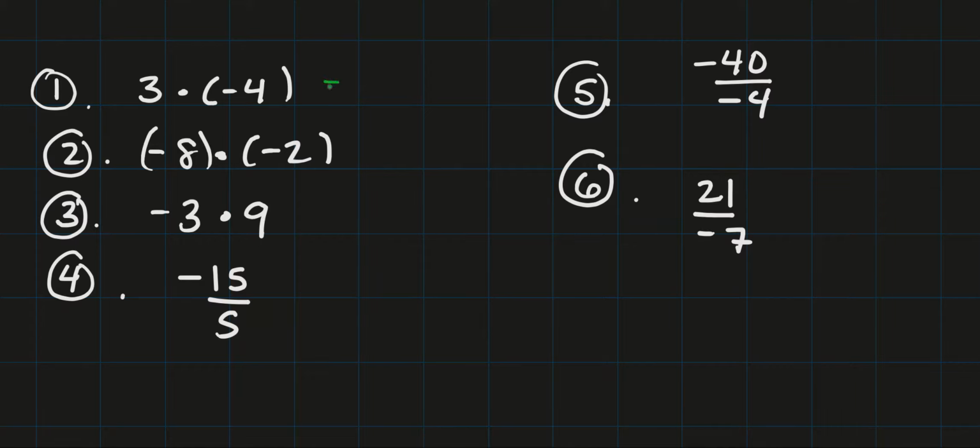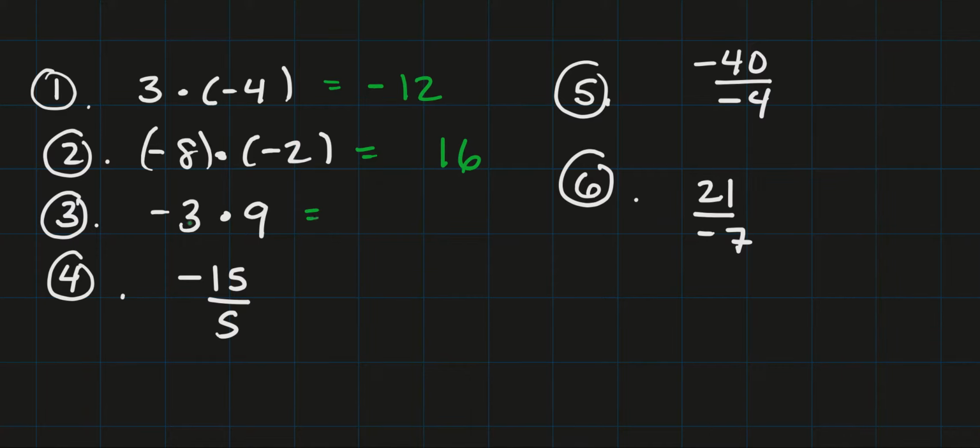All right, so 3 times 4 is 12, and we have a positive times a negative, so we'll get a negative 12. 8 times 2 is 16. They're both negative, so we end up with a positive 16. You can put a positive here if you want to, but usually we don't put positives with numbers. If we don't see a positive, then it's assumed to be positive. If we don't see a negative, it's assumed to be positive.